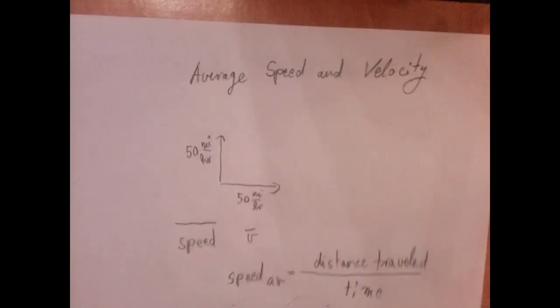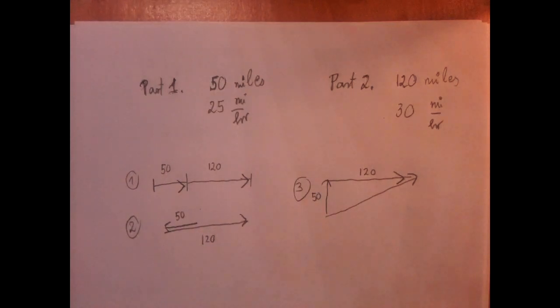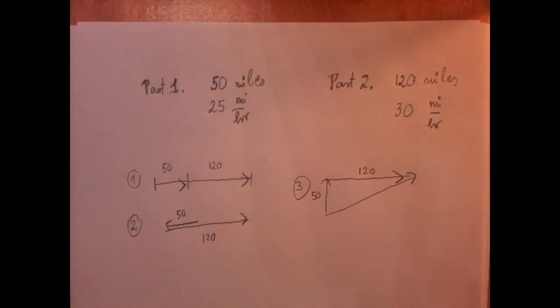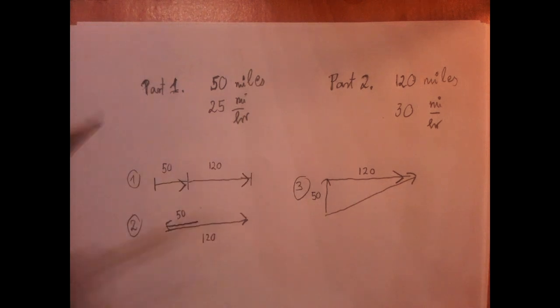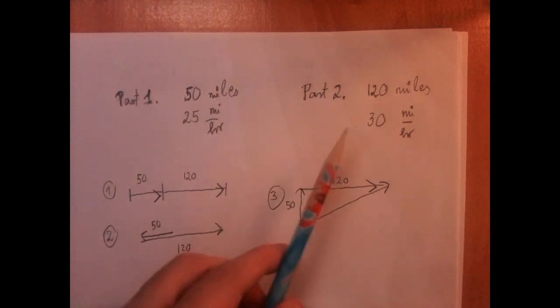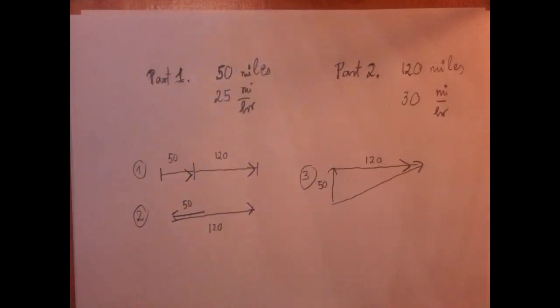Now let's see the difference between speed and velocity. Let's see an example, actually 3 of them, that will illustrate the difference. So suppose we have a trip that has 2 parts. The first part is 50 miles long, which we cover with an average speed of 25 miles per hour, and part 2 is 120 miles, which we cover with a 30 miles per hour average speed.